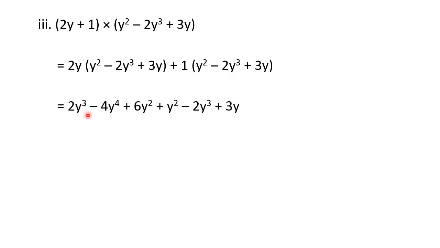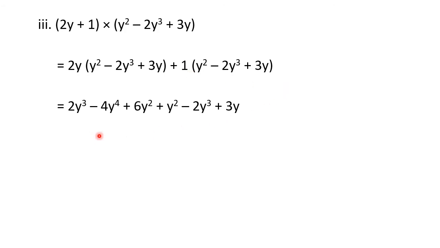See, 2y³, the product of these two. Then this is negative and this is positive, so this is negative. 2 into 2 is 4. We have to multiply numbers separately and variables separately. And y into y³ is y⁴. Then 2y into 3y is 6y². And in the second bracket, all the terms will be as it is because we are multiplying by 1. So there is no change.